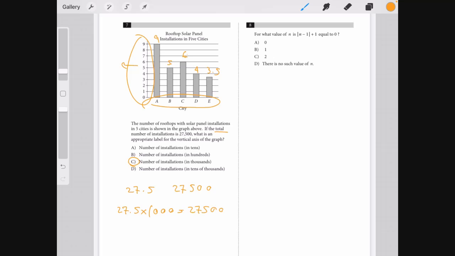For what value of n is the absolute value of n minus 1, plus 1, equal to 0? Absolute value of n minus 1, plus 1 equals 0, then the absolute value of n minus 1 equals negative 1. Do you see any problem with this? The problem is an absolute value is equal to a negative number, which cannot happen. So there is no such value of n.